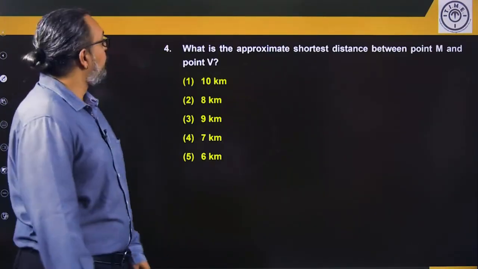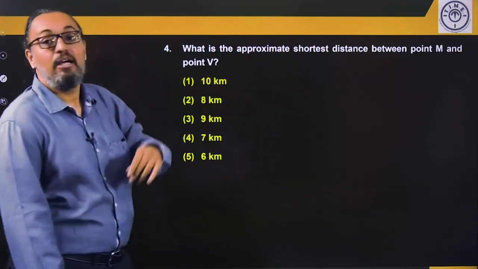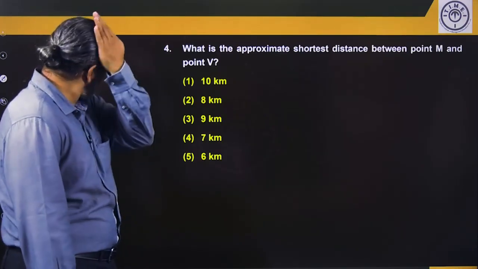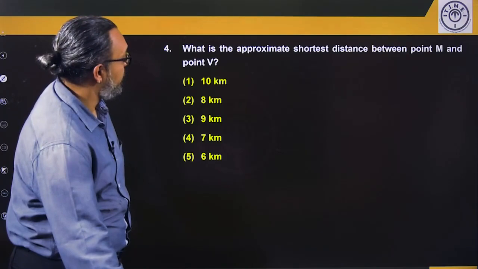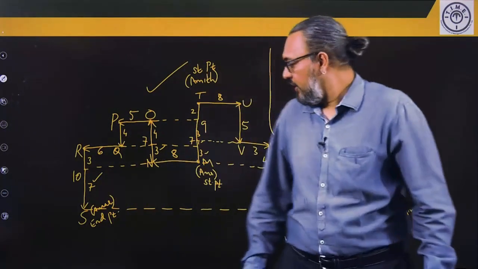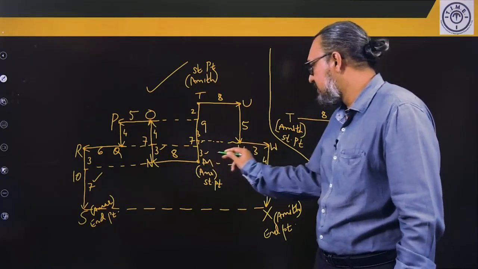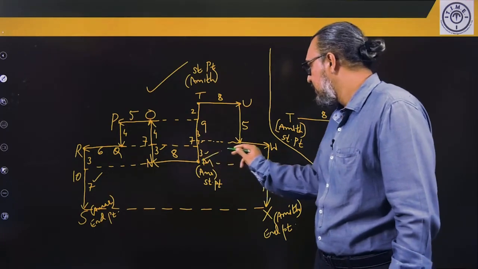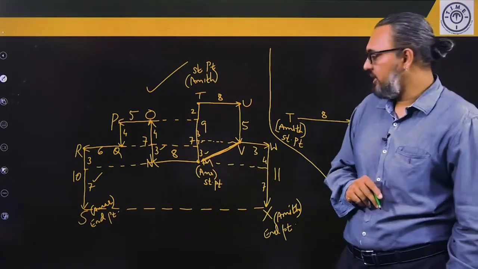Yes, now look at question number 4. What is the approximate shortest distance between M and V? He is asking, okay? Between M and V, what is the approximate shortest distance? Let us check. Right. Now see, M and V, this distance is asked. What is this distance? Do you see this thick line that I have drawn? M and V, what is the distance?